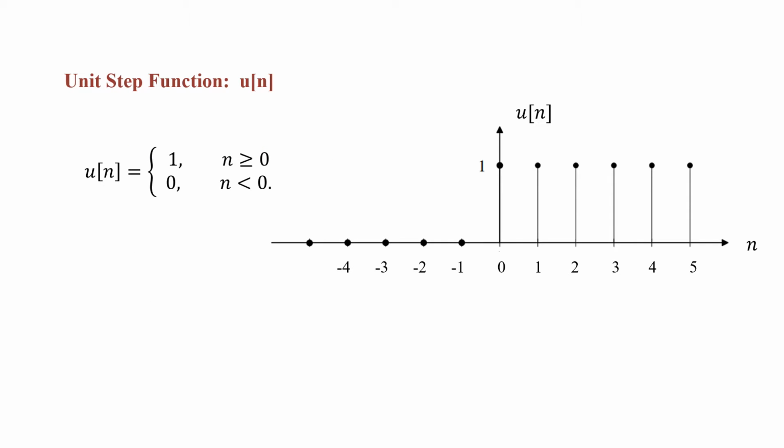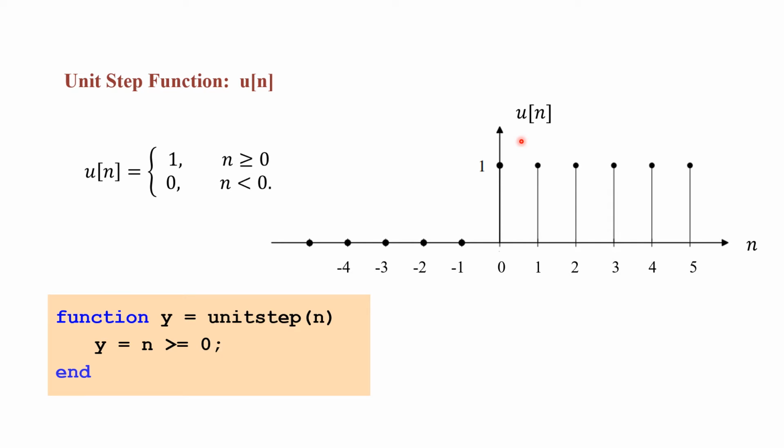The unit step function is defined as u of n is equal to 1, where n is greater than or equal to 0. So wherever n, which is the value of the x-axis, is greater than or equal to 0, the output y is equal to 1, constant 1. Where n is less than 0, which is the negative half of the x-axis, y will be equal to 0.